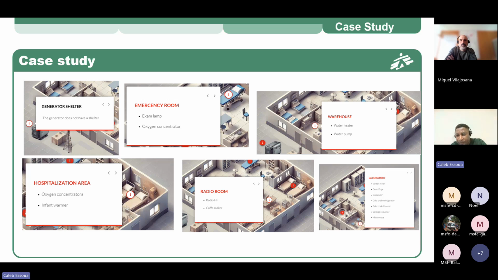Any questions? Question from Noel. Yeah, once again, you're talking about lights, security lights. These are things that are not specified in the case study, and I appreciate that we have to think about it and provide for this. Just like, for example, chargers for cell phones and so on. I see we have the coffee maker in the radio room, but there are some other items that we have to think through by ourselves.